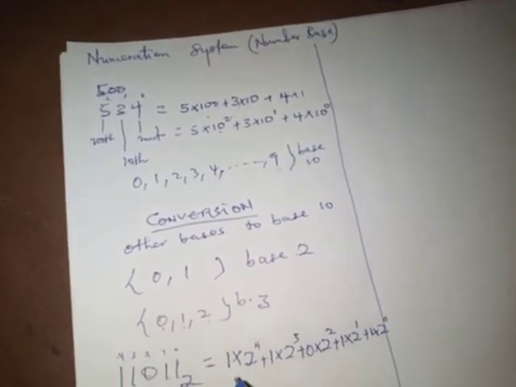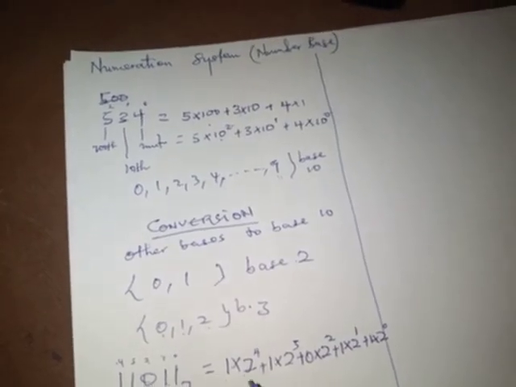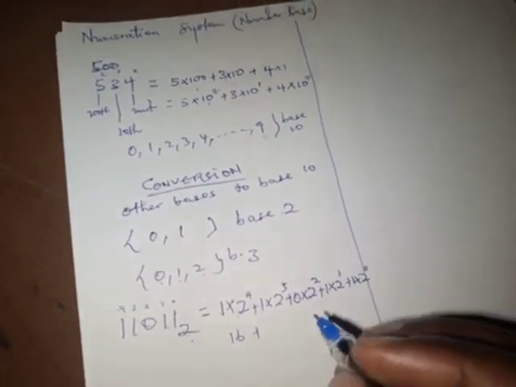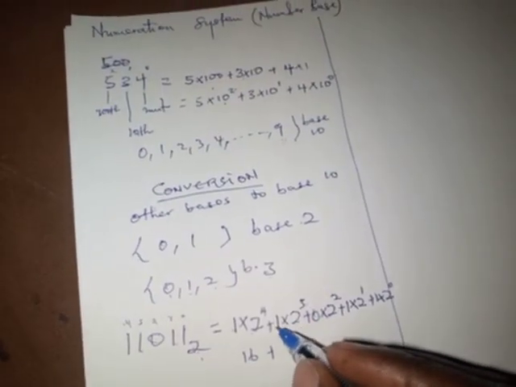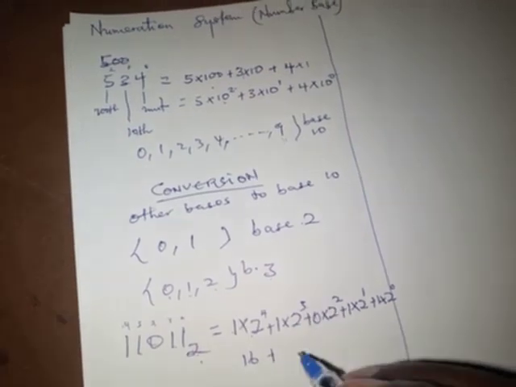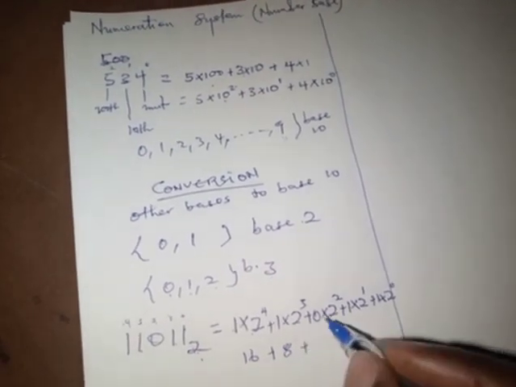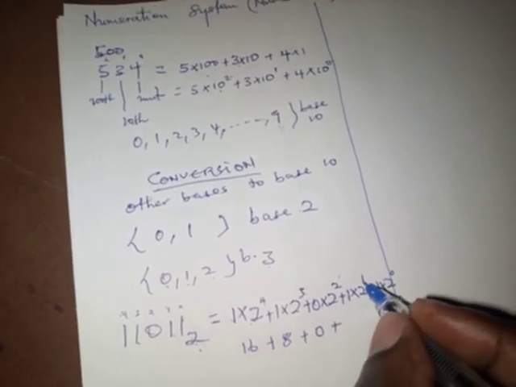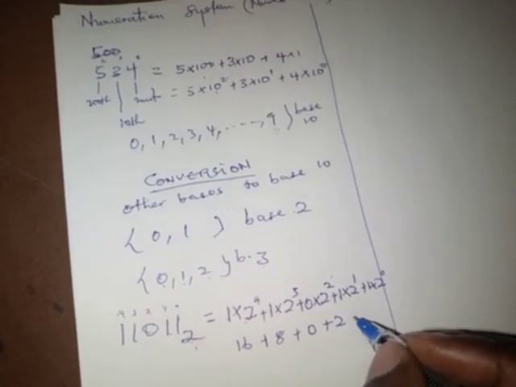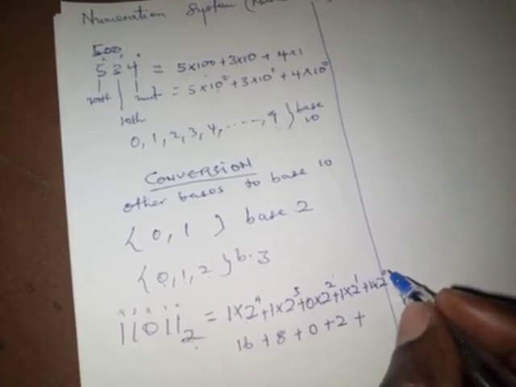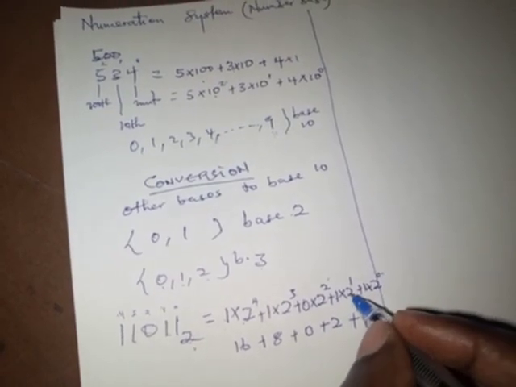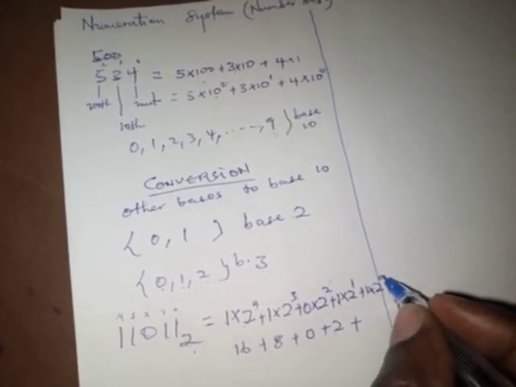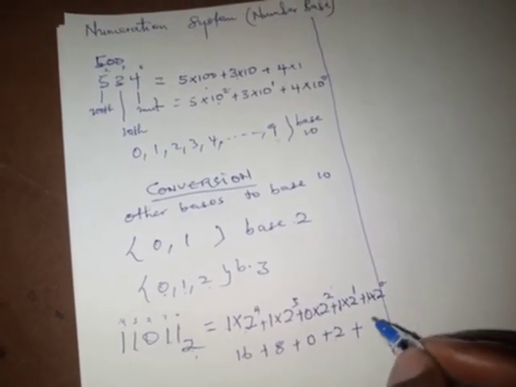Now this will give us 2 raised to the power 4, which is 16. That's 1 times, that will give you 16. And then here, 1 times 2 raised to the power 3 will give you 8. 0 times any number is 0. And then 1 times 2 raised to the power 1 is 2, times 1 will give us 2. Then plus 2 raised to the power 0, which is 1. 2 raised to the power 0 is what? 1. 1 times 1 will give you 1.